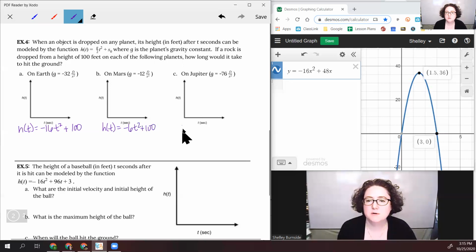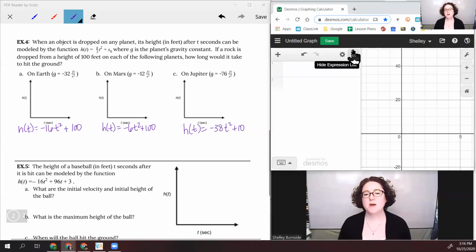And then on Jupiter, a much, much larger planet has a much larger constant of gravity. Mars is a lot smaller than Earth, so it has a smaller constant of gravity. And then half of 76, that's going to give us a negative 38. So before we actually graph these, how do you think each parabola is going to look different?